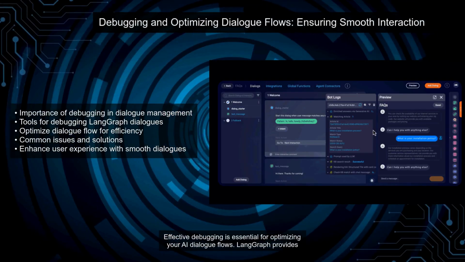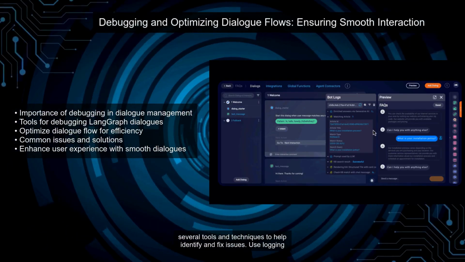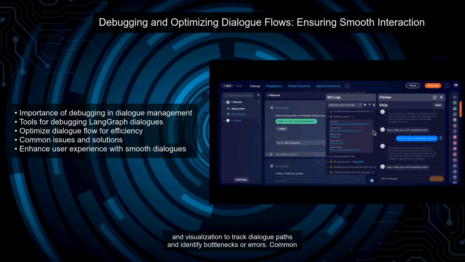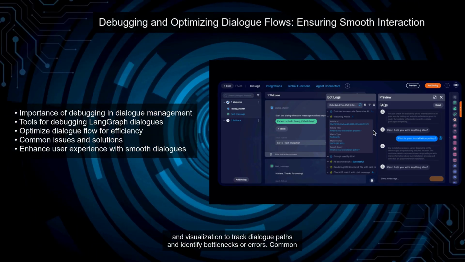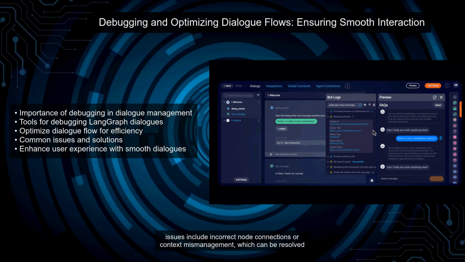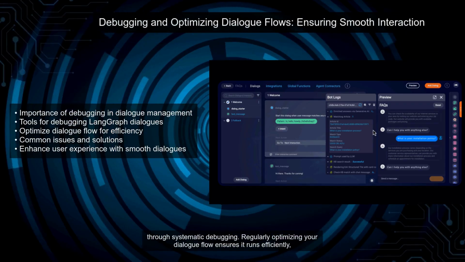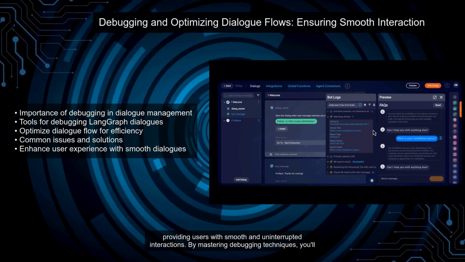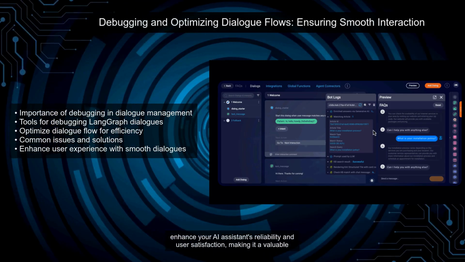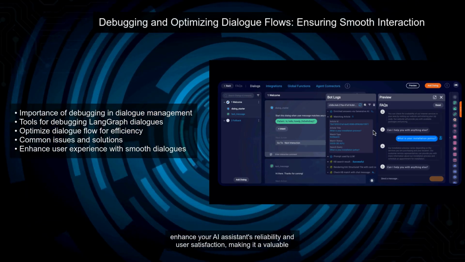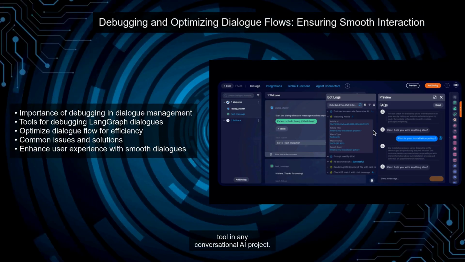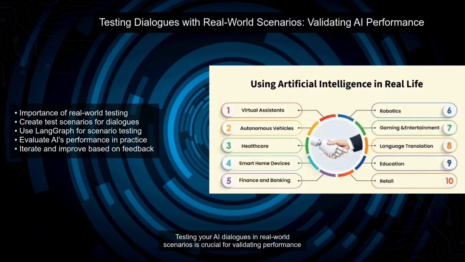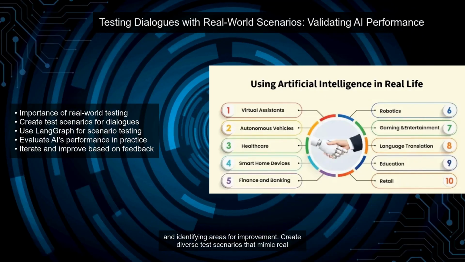Effective debugging is essential for optimizing your AI dialogue flows. LangGraph provides several tools and techniques to help identify and fix issues. Use logging and visualization to track dialogue paths and identify bottlenecks or errors. Common issues include incorrect node connections or context mismanagement, which can be resolved through systematic debugging. Regularly optimizing your dialogue flow ensures it runs efficiently, providing users with smooth and uninterrupted interactions. By mastering debugging techniques, you'll enhance your AI assistant's reliability and user satisfaction, making it a valuable tool in any conversational AI project.